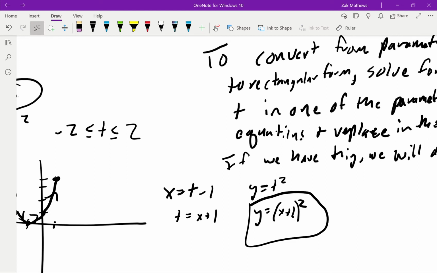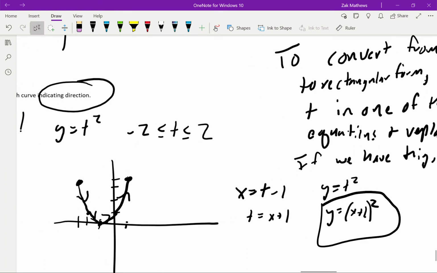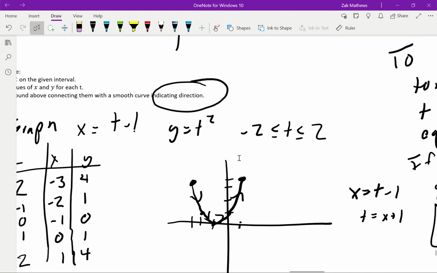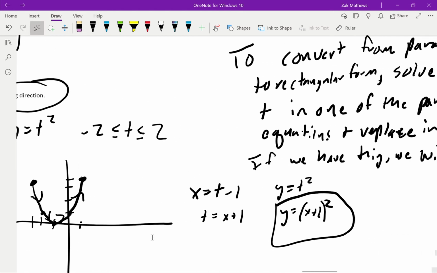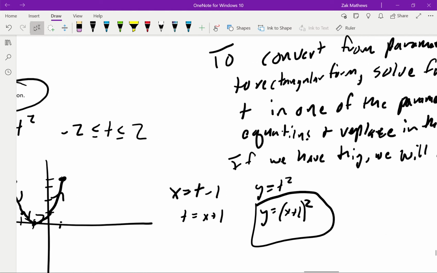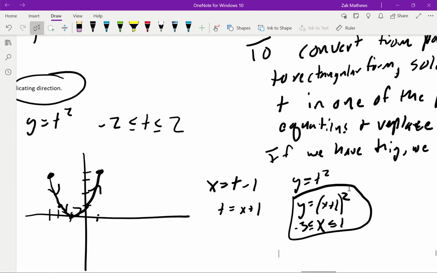So we have got to find this. We've got to figure out where those endpoints are. We know where they are for the t. t was between -2 and 2. What I need to do is figure out where they are for the x. And in this example, we've already done that, right? Because we set up the table. We know that it ends at -3 and 1. The x is -3 and 1. So I'm going to add to this: the x has to be between -3 and 1. Now I have a complete answer.